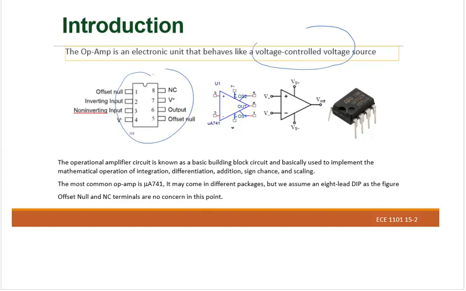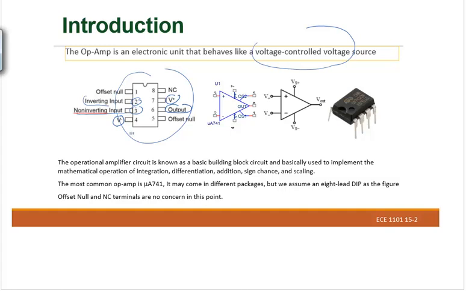But this one we have here, the inverting input, which is pin number 2. We have the non-inverting input, which is pin number 3. We have the negative source and positive source. Negative source is pin number 4. Positive source is pin number 7. Then we use the output as pin number 6. We don't consider the other inputs now.